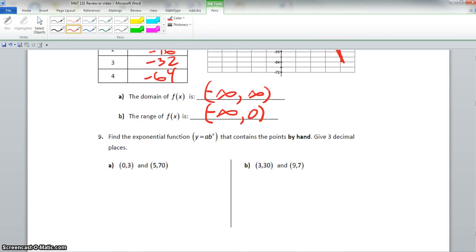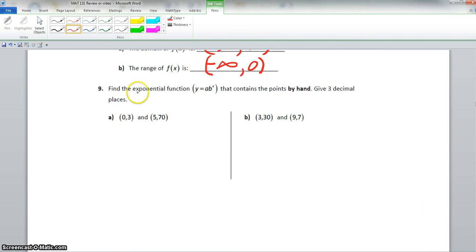Now we scroll down here to number 9. It says, find the exponential function y equals ab to the x that contains the points by hand. Give 3 decimal places. So here what we could do is, since we have our y-intercept, we know our a is 3 when we have our y-intercept. So now all we have to do is solve for b.